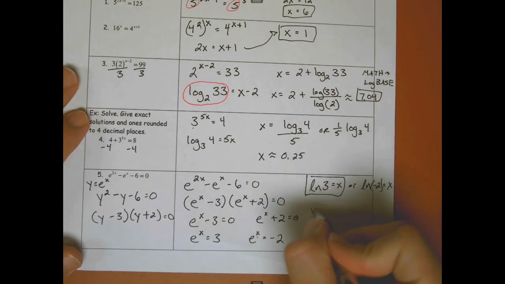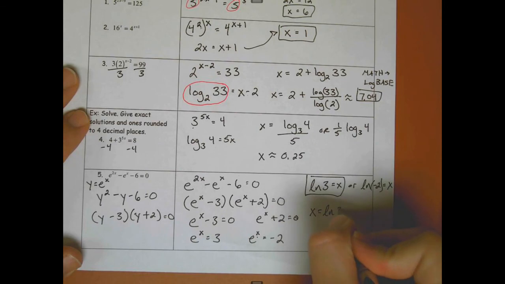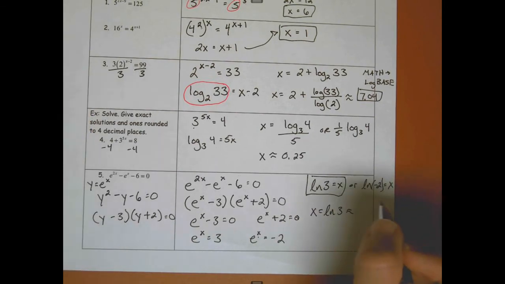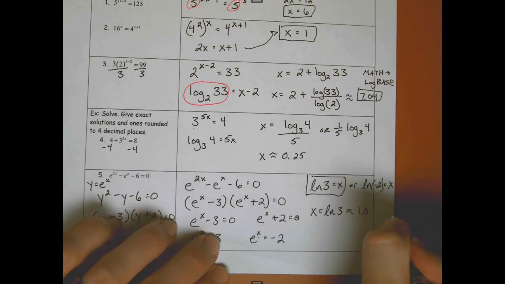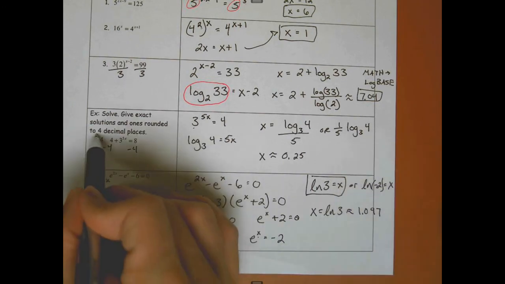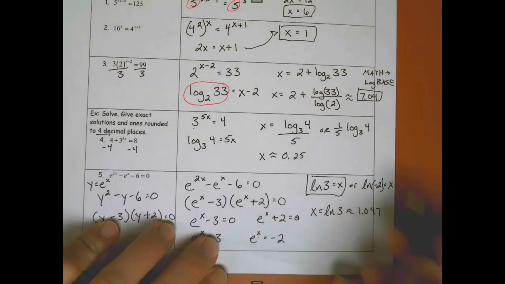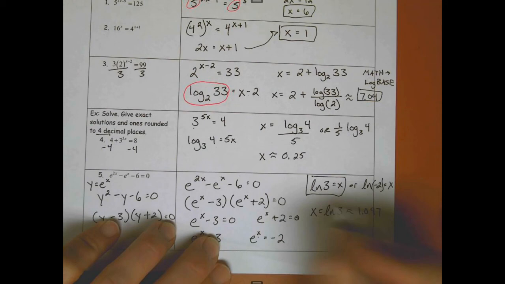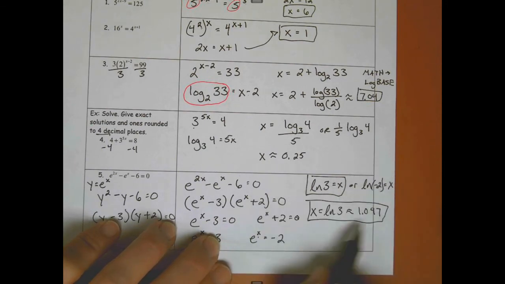And if we want to approximate that, we can just by typing, find your ln button. So ln of 3, and you get 1.0, we'll go 97. I think I broke my rounding rules. I typed on here to round to 4 decimal places, and I did not do that. So there's the exact and then approximate answer.